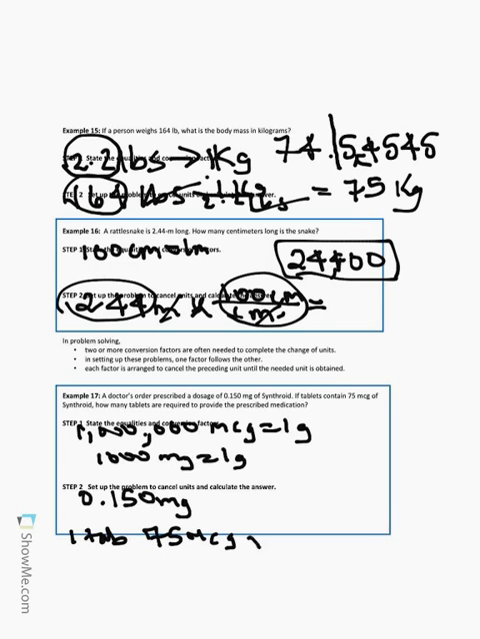So we just said that there are 1 million micrograms in 1 gram. So if you take your 75 and divide it by 1 million, okay, and then taking that answer, right, this is our answer now in grams, we need to get from grams to milligrams, so then we would multiply by 1,000. We would have 0.075 milligrams in 1 tablet.